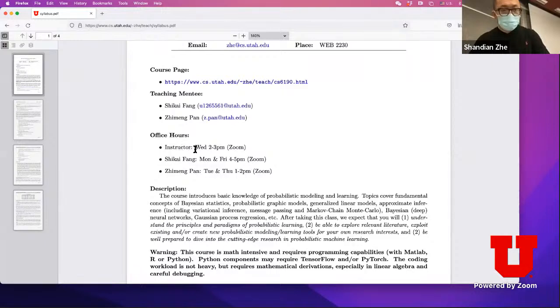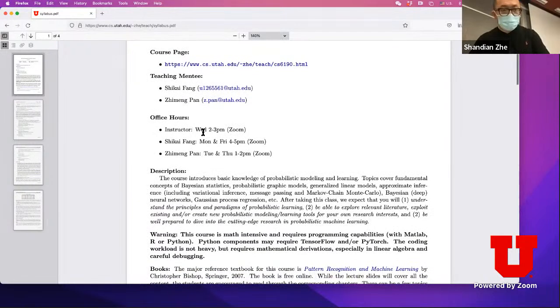My office hour is scheduled between 2 and 3 p.m. on Wednesday. Right now I provide Zoom, but the rooms for the office hours have not been scheduled yet. We're still coordinating with the admin. After that is fixed, we'll update the syllabus and Canvas. Shikai will provide two office hours, one on Monday and one on Friday, from 4 to 5 p.m.